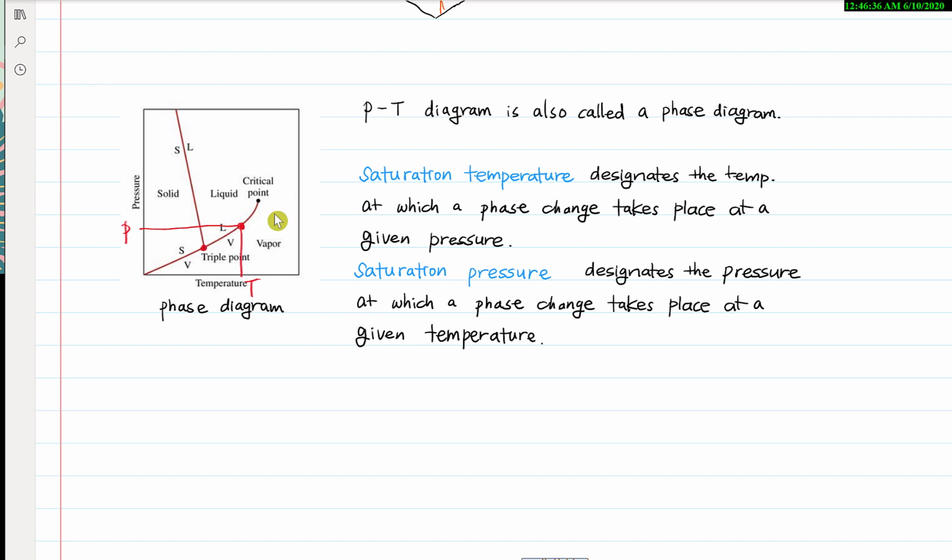The temperature of water at the triple point is assigned to be 273.16 Kelvin, and the pressure is 0.6113 kPa, kilopascal.